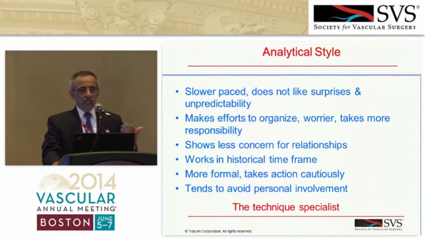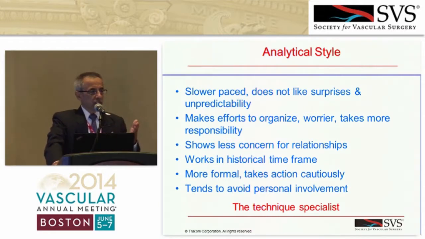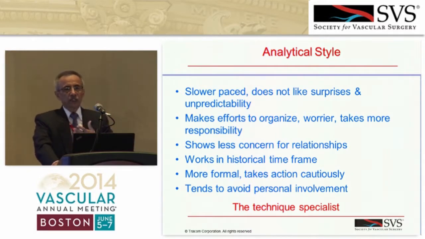The final one is the analytical specialist, the technique specialist. Actually, you can go back in history, and even though you don't know presidents very well, if you think back over the last five or six presidents, I think you'll get the image of which ones are analytical. I have a couple of people in mind, and we can do that at the tables. But these are people that are slower paced and don't like unpredictable surprises. They're organizers. They're warriors. They generally take on responsibility. It doesn't mean they don't like relationships. They just come across as cold, like they don't care about the relationships.